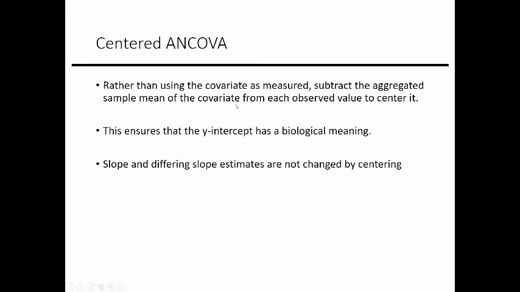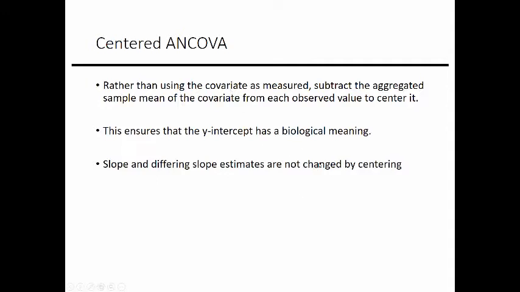What a centered ANOVA does, or centered ANCOVA, excuse me, is that rather than using the covariate as measured, you subtract the aggregated sample mean. So across all groups, you find the mean covariate value. Then you take the observed covariate value and subtract that mean off from every one of them, and that gives you an average covariate value of 0. Once I have an average covariate value of 0, I've now centered everything, and my line goes on the negative side of the covariate and the positive side of the covariate. But what's nice about that is now the y-intercept has a biological meaning.